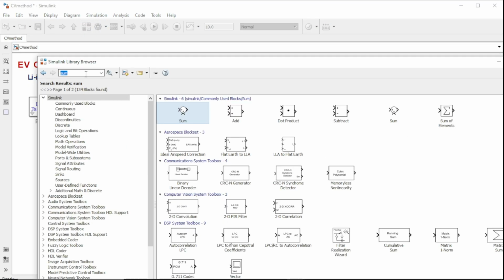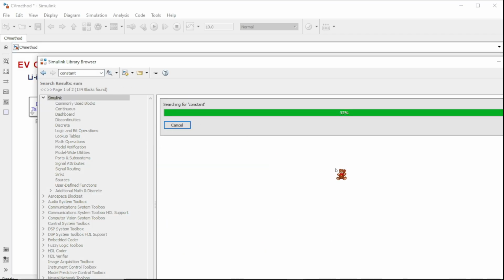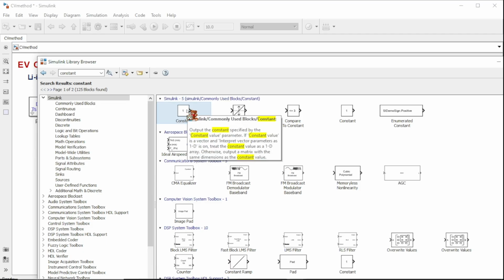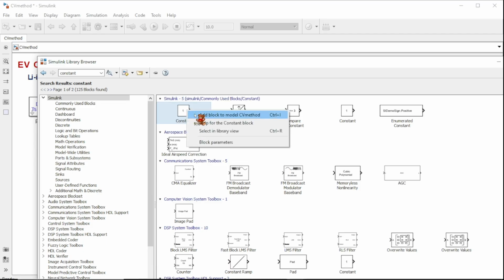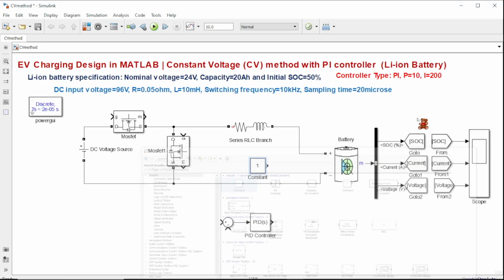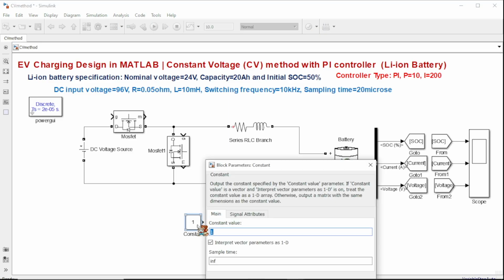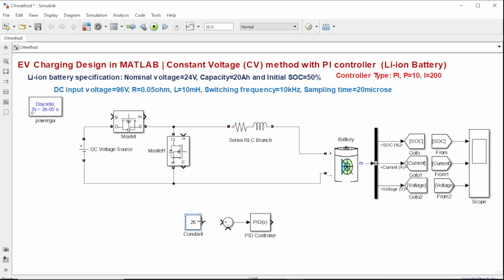Okay, here I am taking the constant block because the reference voltage, I am taking the 26 volt. This is the constant block. I am taking as 26. Okay, I am connecting it. Now for the compare, here I am taking the voltage profile. Just rotate it and connected it.